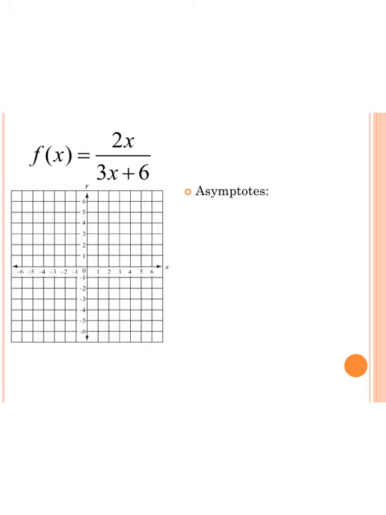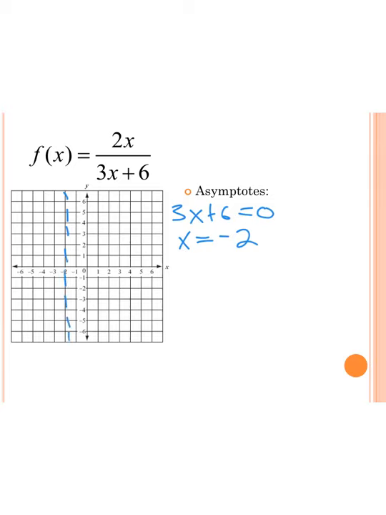All right, we're going to go ahead and put it all together now. We're going to try and find all of our information to graph this function. So to begin with, I'm going to set my denominator equal to 0. So I get 3x plus 6 equals 0. And when I solve this, I end up getting x is equal to -2, and that's going to be my vertical asymptote. So I'm going to go ahead and draw that in. We got a vertical asymptote going around x equals -2.